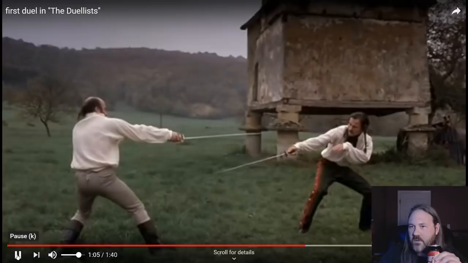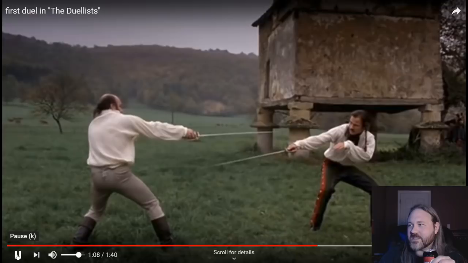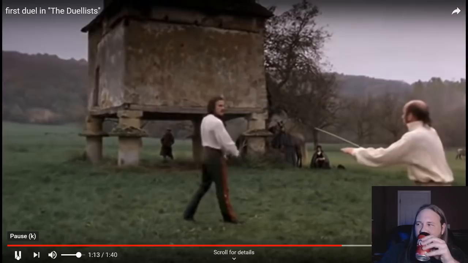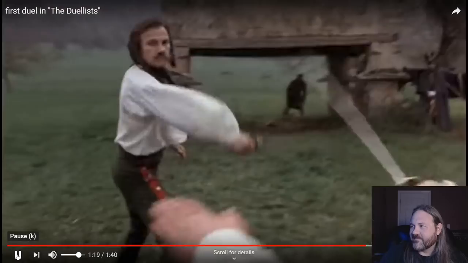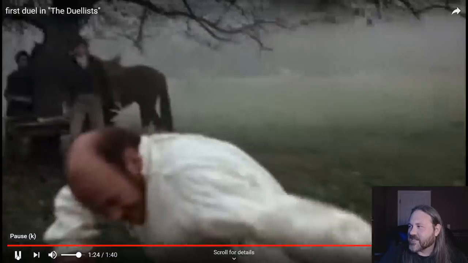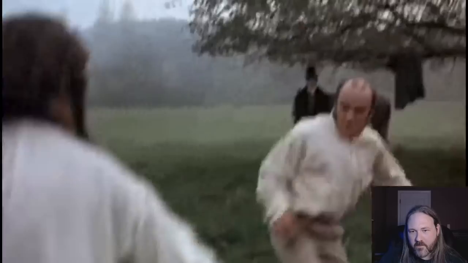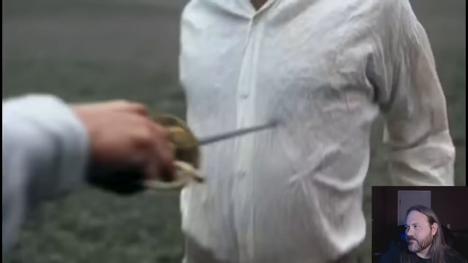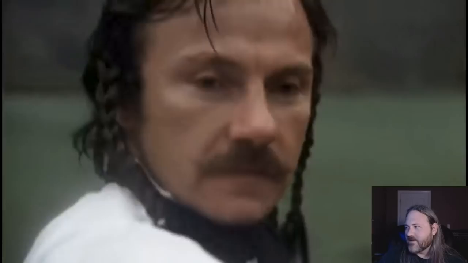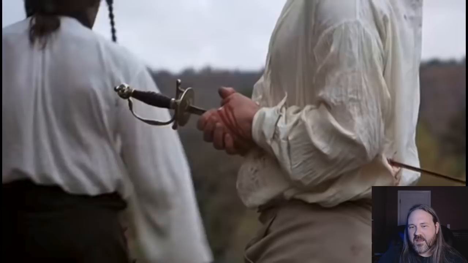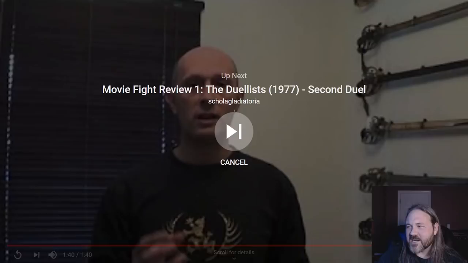Reaction. Or here's the anticipation. Action. Reaction. Anticipation. Action. Reaction. Anticipation. Here's the action. And a reaction. He cut his hand. There we go. Then we just have a reaction shot, and that's all it is.